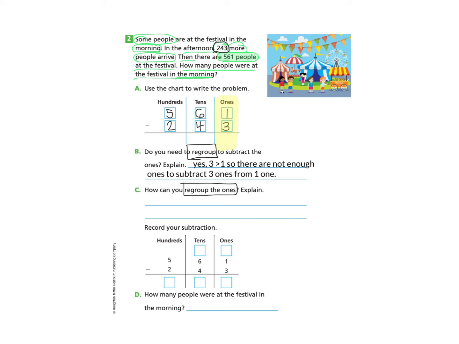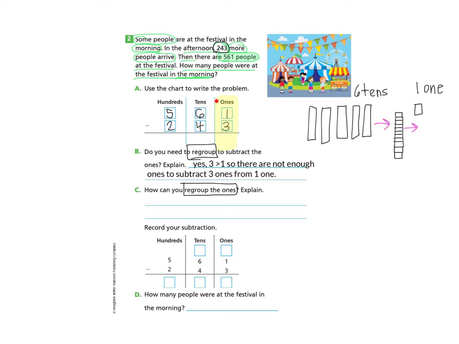Let's look at part C. How can you regroup the ones? Explain. So I know there's not enough here in the ones, 1, to subtract the 3. So what I'm going to do is go next to this 6 tens, and take one of those tens and break it apart and bring it over to my ones so that I will have more ones to take away this 3.